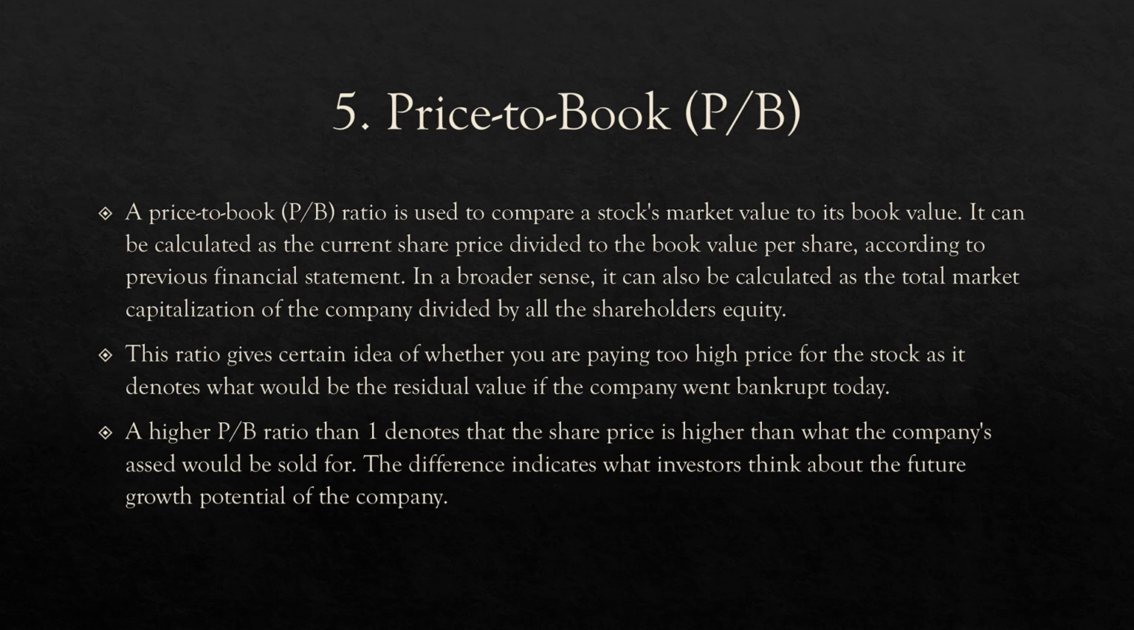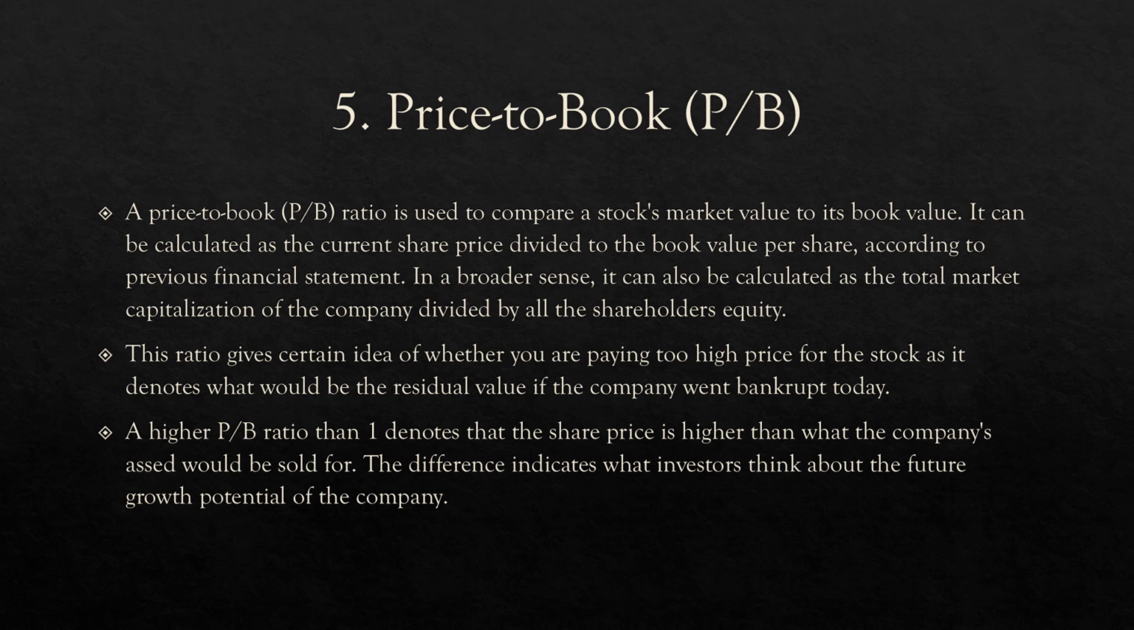And lastly, we want to look at price to book. This is something that's not mentioned often. A price to book ratio is used to compare a stock's market value to its book value. It can be calculated as the current price per share divided by the book value per share, according to previous financial statements. In a broader sense, it can also be calculated as the total market capitalization of the company divided by all the shareholders' equity.